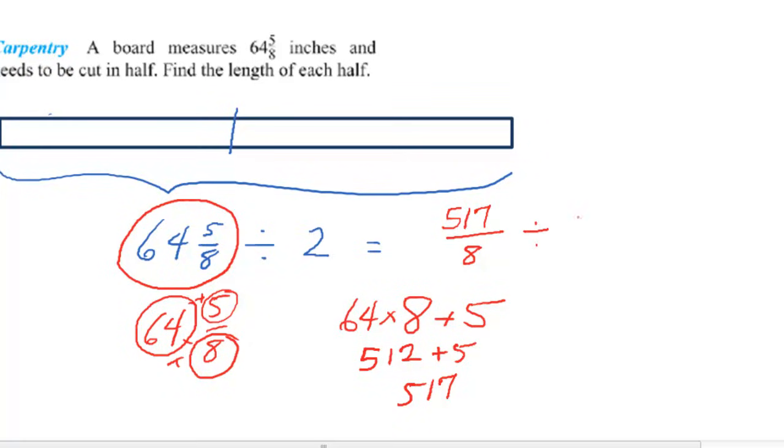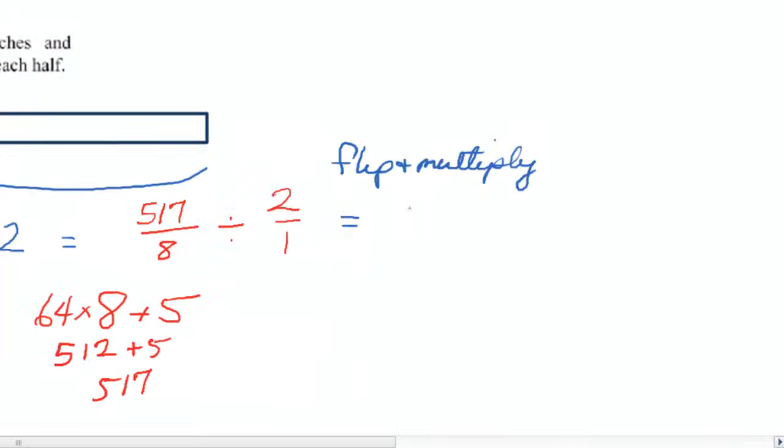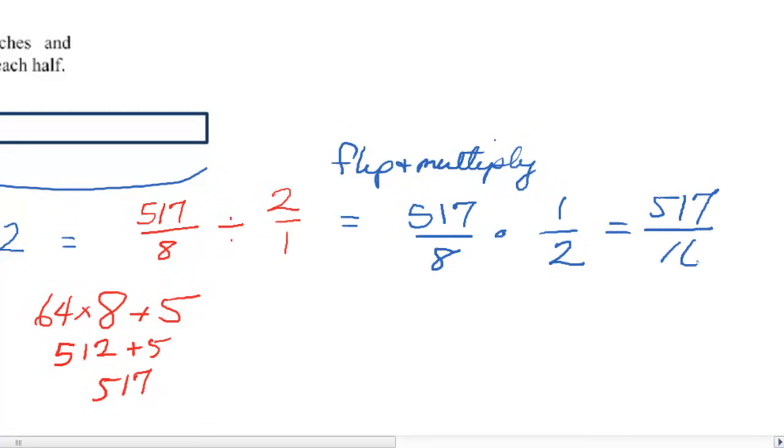And we're dividing that by 2 over 1. Now we do our flip and multiply. 517 over 8 times 1 over 2. Here we're going to go ahead and multiply across because we have no way to reduce those. And we have 517 over 16.